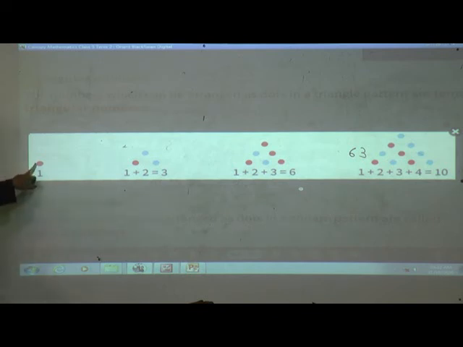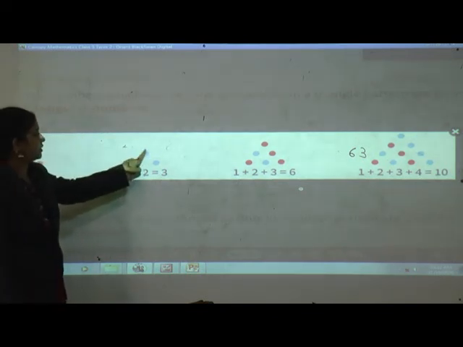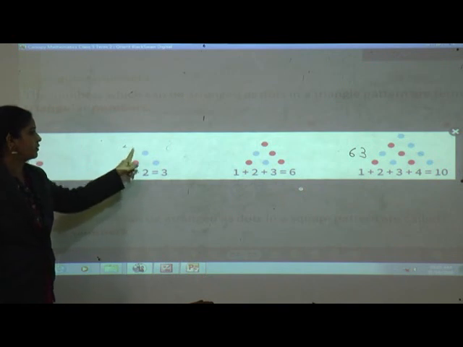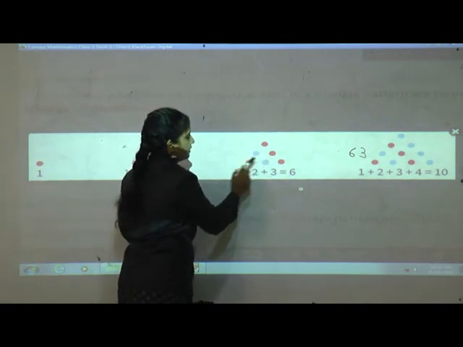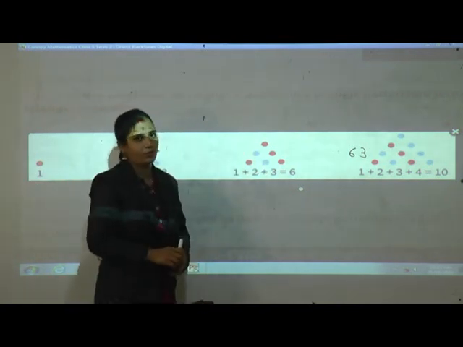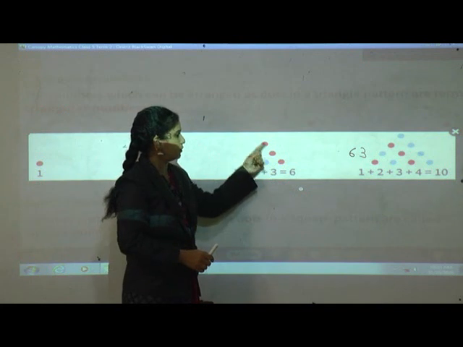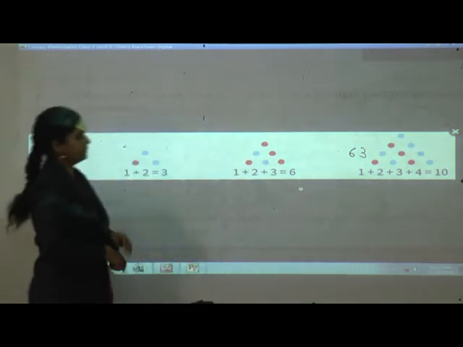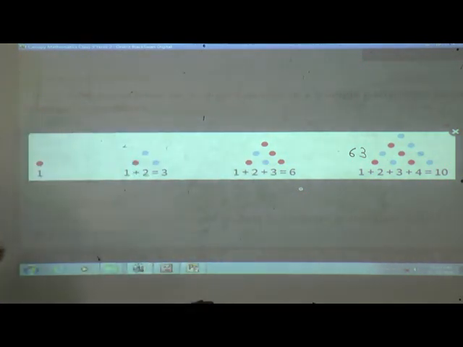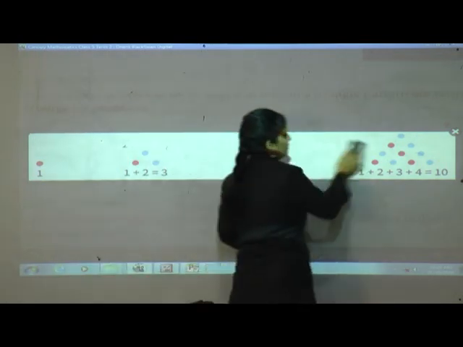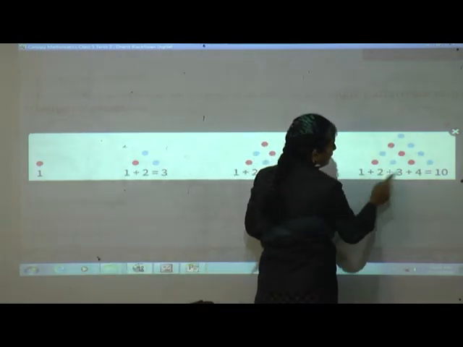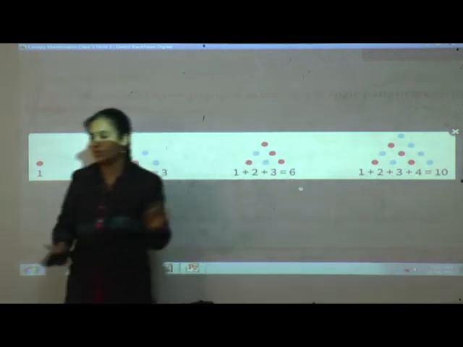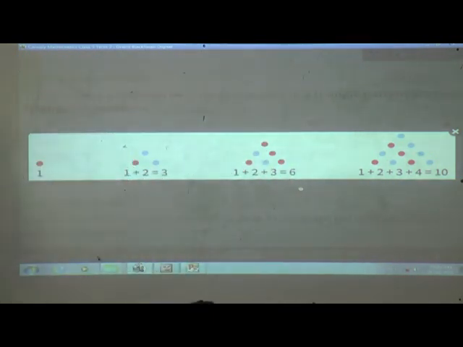See, here is a 1, so 1, 2, it looks like a triangular form. So 1 plus 2, 3. Again 1, 2 and 3. It also looks like a triangular form. So 1 plus 2 plus 3 is equal to 6. Now last one, here also it looks like a triangle. So 1 plus 2 plus 3 plus 4, that means 10. So this is a triangular pattern.